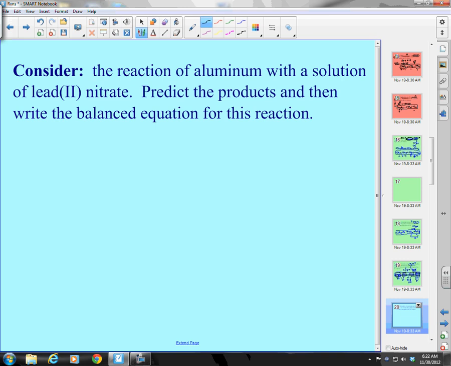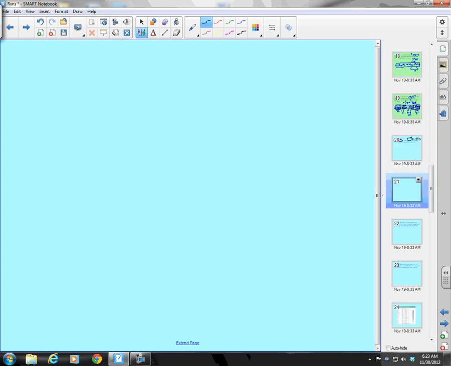It says, consider a reaction of aluminum with a solution of lead 2 nitrate. Okay, well, I can recognize this. That is a metal, but what's this? Well, and it's a solution. Okay, I'm not sure we've learned anything about this when I have just a metal and this is a polyatomic dissolved in water. Yeah, this is something new.